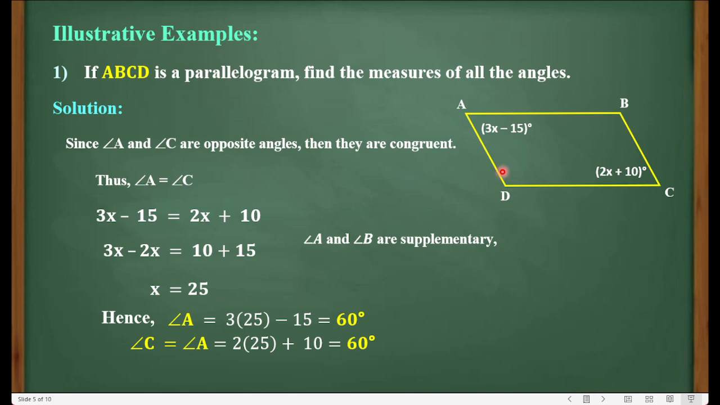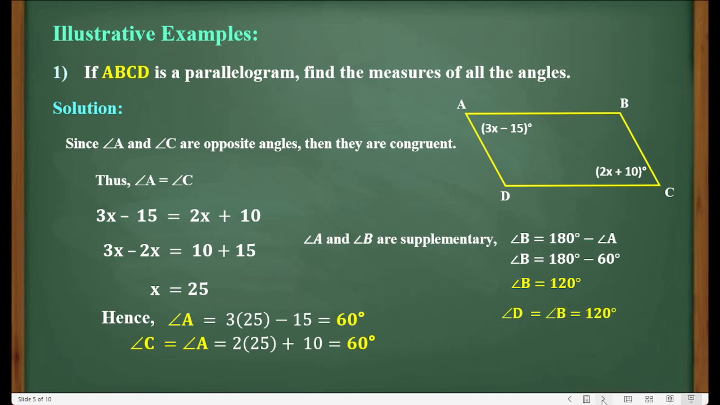And for the other two angles, angle B and angle D, we use another property which relates to the angles of a parallelogram, and these are the consecutive angles. We've just learned that in a parallelogram, any consecutive angles are supplementary. Therefore, if angle A is 60 degrees, it follows that angle B is what? 120 degrees. We just subtract the obtained value of angle A from 180, and it will give us the measure of angle B, which is 120 degrees.